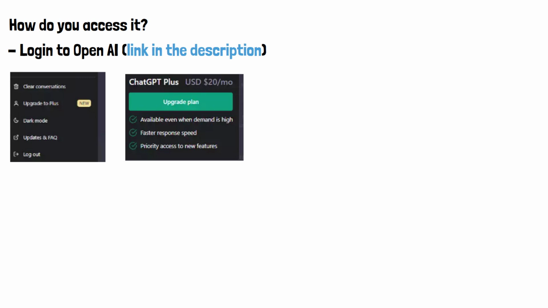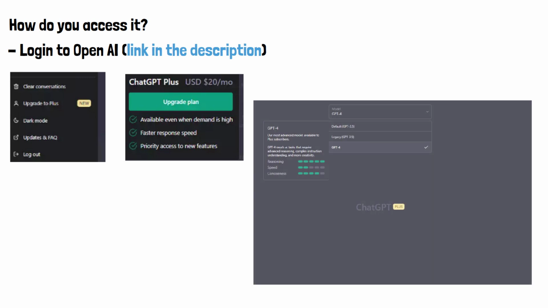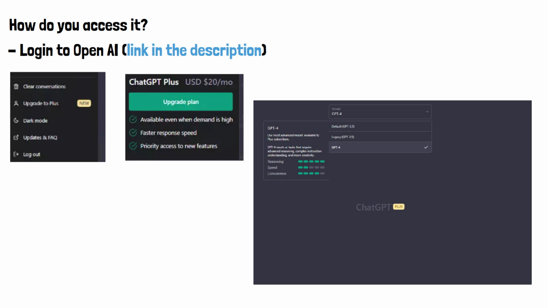Once you've upgraded to Plus and started a new chat, you'll see this drop-down box. This will let you set the language model. Just choose GPT-4 and you're good to go. The current cap on usage is 100 messages every 4 hours. You also get priority during busy times.